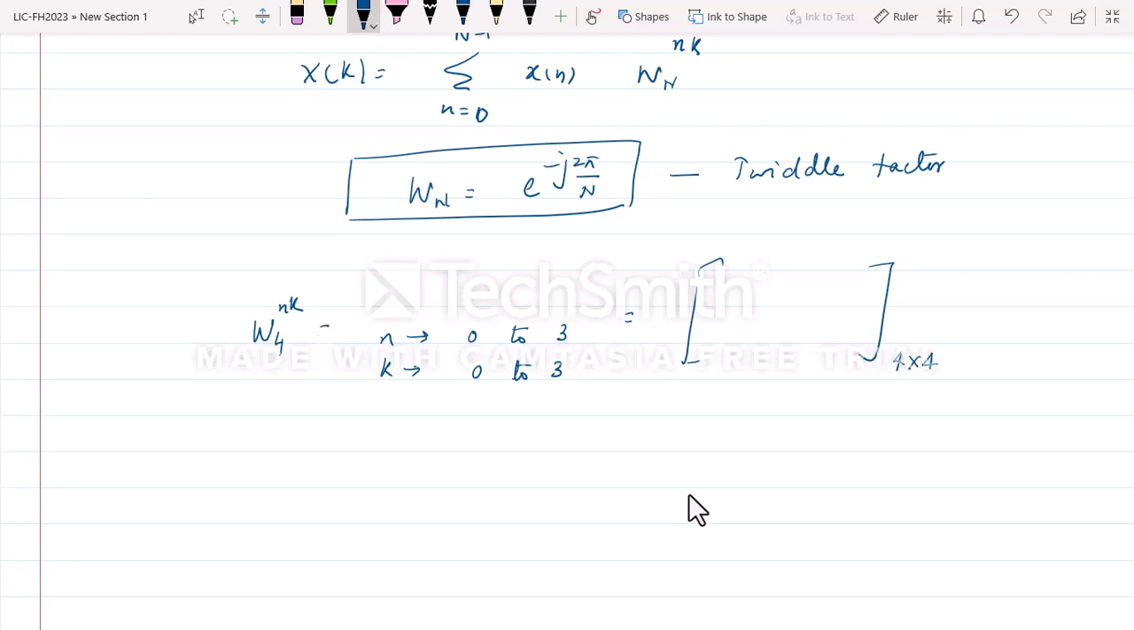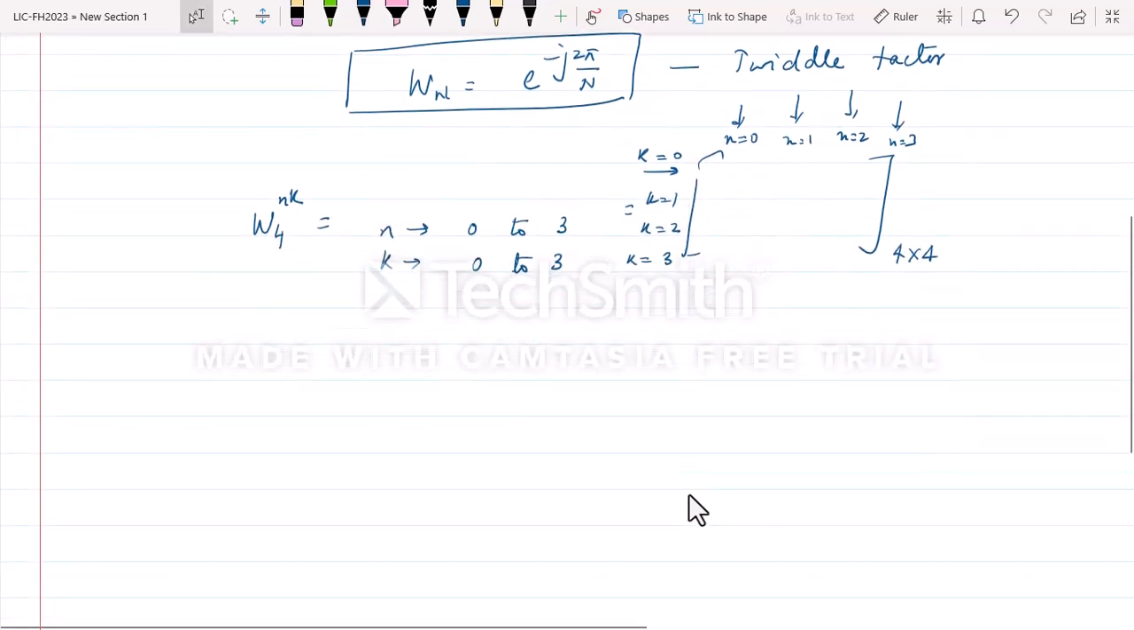So when I say W4 nk, this row stands for k. So this will be k equals 0, this will be k equals 1, this will be k equals 2, and this will be for k equals 3. And columns will stand for n, that is n equals 0, n equals 1, n equals 2, and n equals 3. Let us find W4 nk, that is the 4 cross 4 matrix.